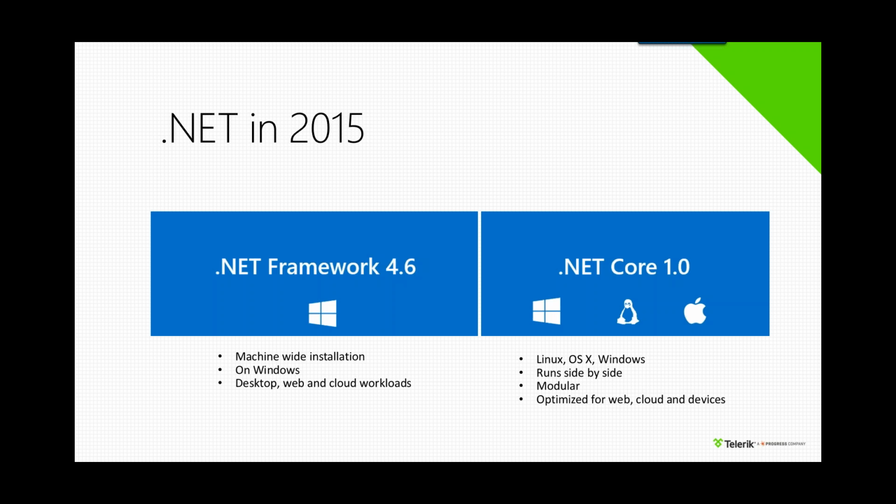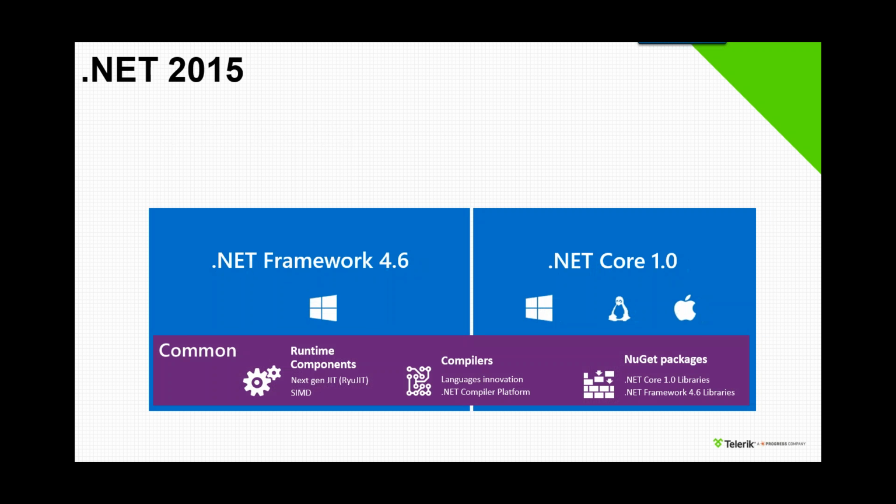So let's go deep and start looking into different things. So this is what it is all about. .NET 4.6 uses runtime components like the next-gen JIT. It's called RyuJIT. Very, very optimized, very, very fast.